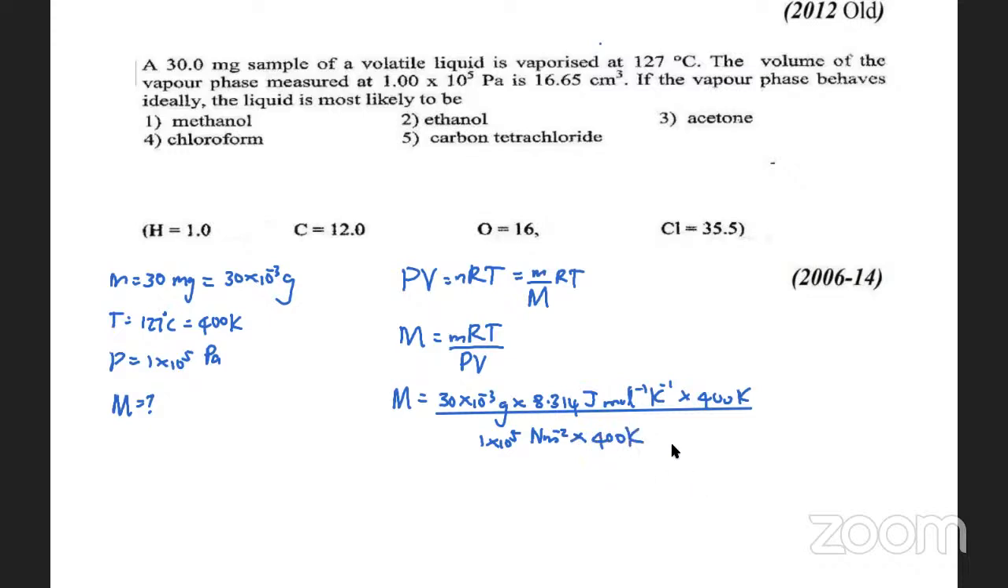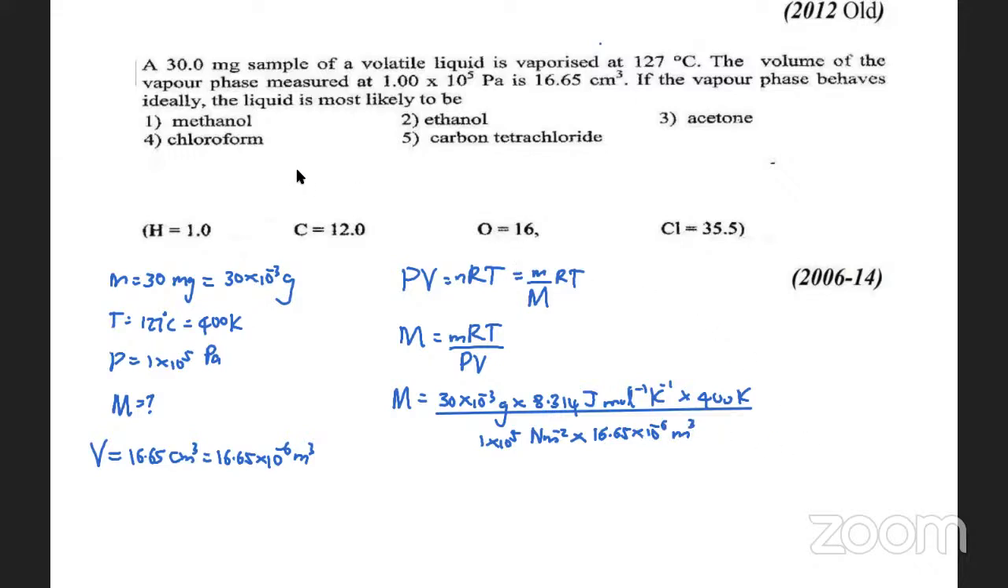Now, volume, I have forgotten the volume. Volume is 16.65 centimeter cube, that is 16.65 into 10 to the power minus 6 meter cube. You can change only mass to grams because I need the final answer in gram per mole, but the rest should be in SI units. So it's 16.65 into 10 to the power minus 6 meter cube.